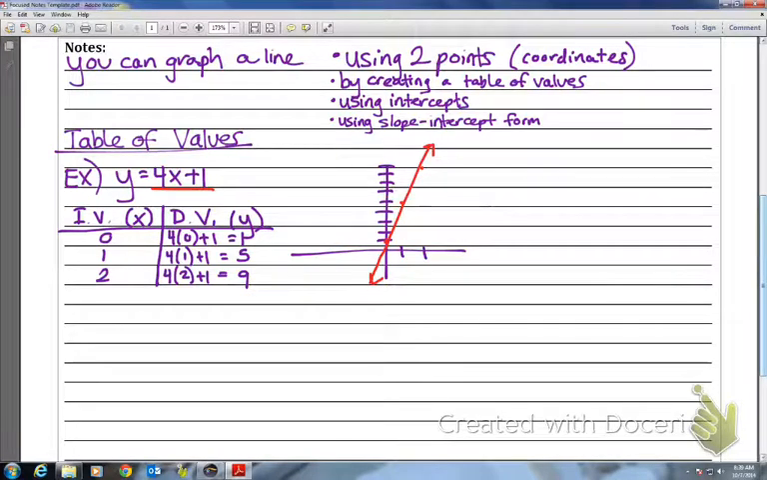All right, so I have my independent variable, my dependent variable. I choose random values for x, and I plug them into the equation to figure out what y would equal at those x values. All right, the second way we're going to learn how to graph a line today is by using intercepts.